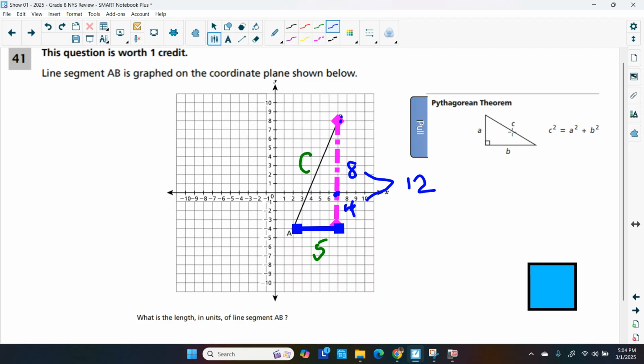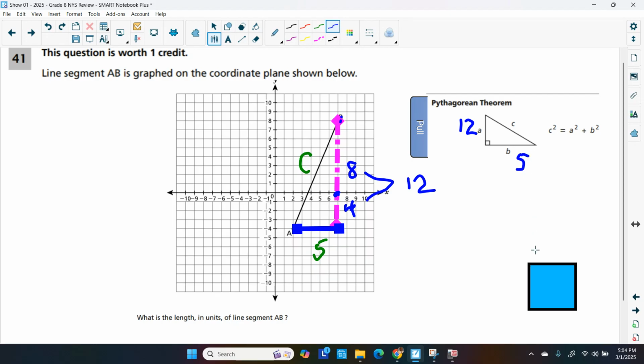And now I can put that in my Pythagorean theorem. I made a mistake. Let me undo that. All right. So my altitude is 12. Not drawing to scale here. And my base or bottom is 5.